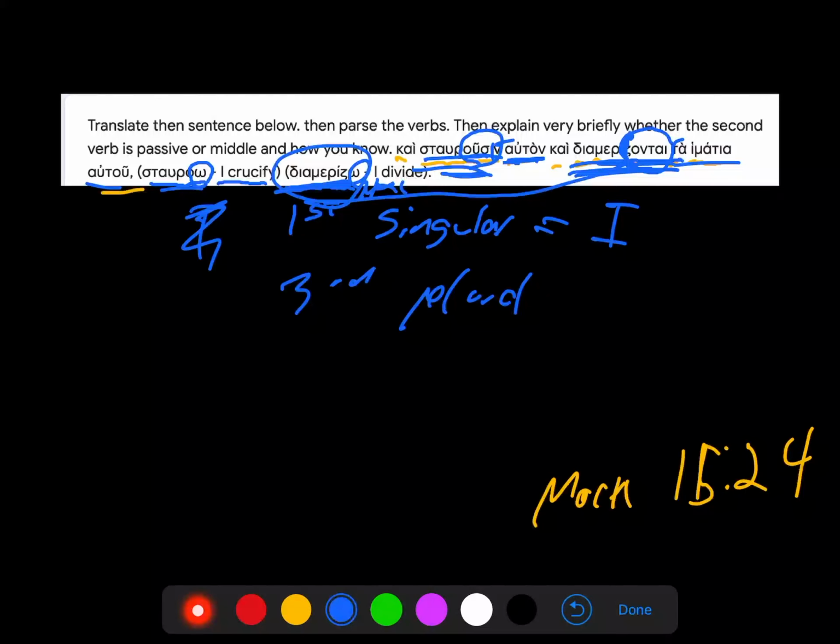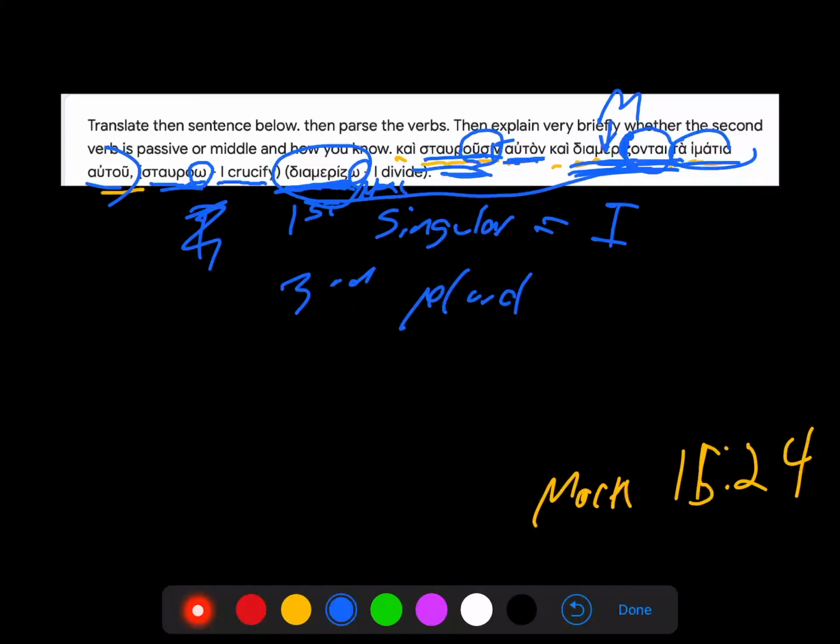They are dividing the garments maybe among themselves, or just they're dividing their garments would have been an okay translation. But you don't want to translate this as, they crucified him and they were divided something, which wouldn't make any sense because you would have to deal with the words, his garments. How would you relate that to this sentence? I don't know. But the point is, this is clearly going to have a middle reference, not a passive reference.